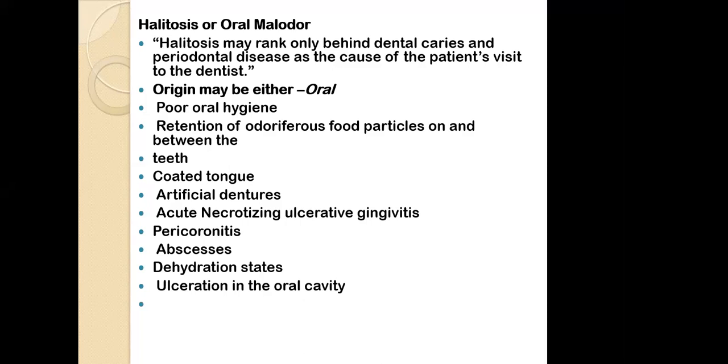Artificial dentures, acute necrotizing ulcerative gingivitis, pericoronitis. I don't know if Dr. Quizza talked to you about pericoronitis. Pericoronitis is the inflammation of the pericoronal flap. It's the gingiva of the last molars, the last molars behind. Yeah, that's the pericoronal flap.